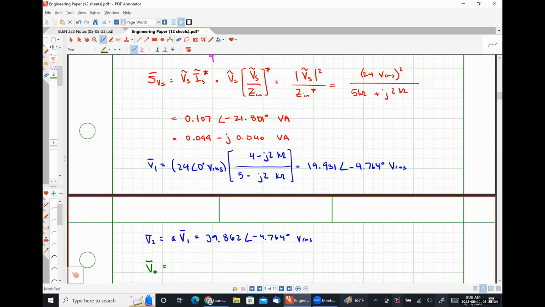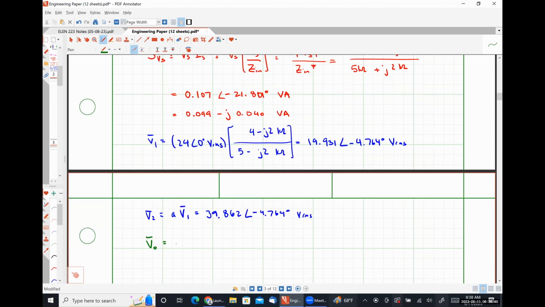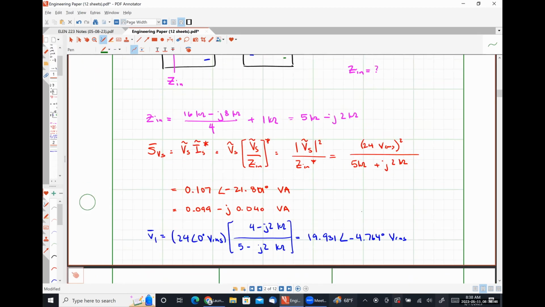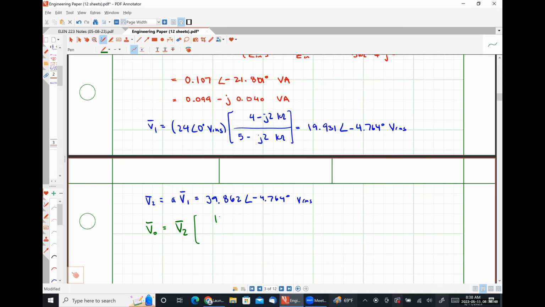And lastly, how do I find V naught? Another voltage divider. Why the heck not, right? So that's just going to be V2 times 16 kiloohms over 16 kiloohms minus J8 kiloohms.